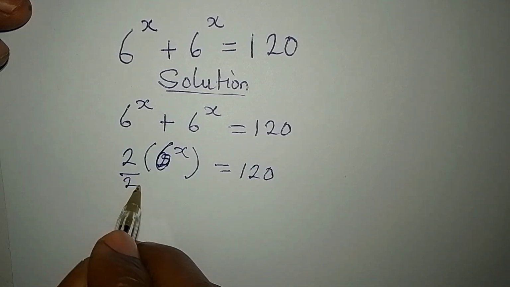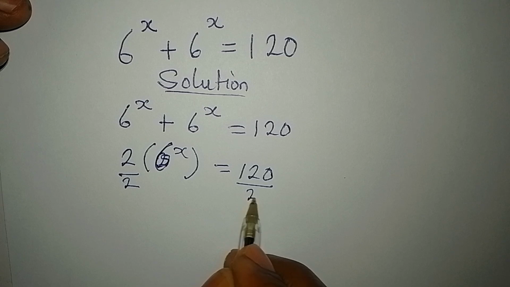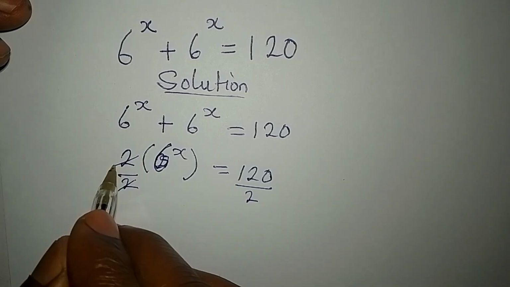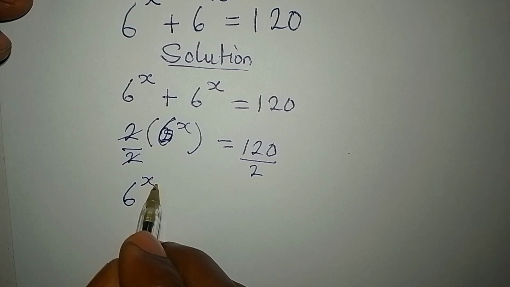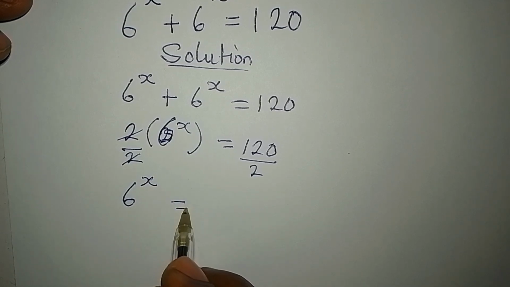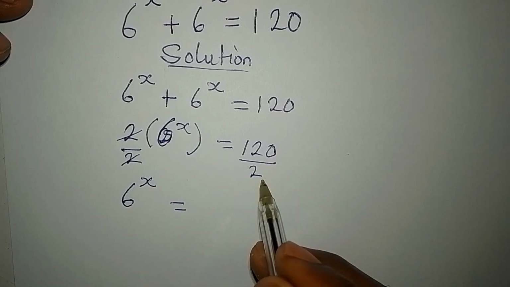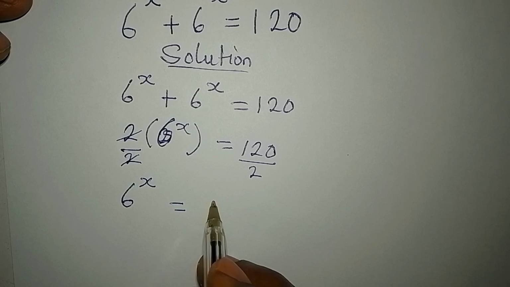Now, let's divide this by 2 and divide this by 2 so that this and this will cancel. Then we have 6 to the power of x, which will be equal to 120 divided by 2, and that is 60.